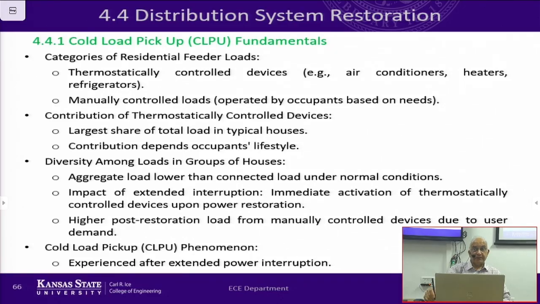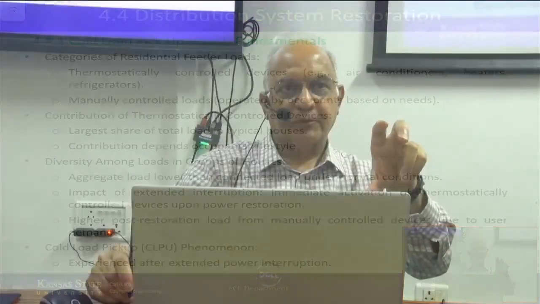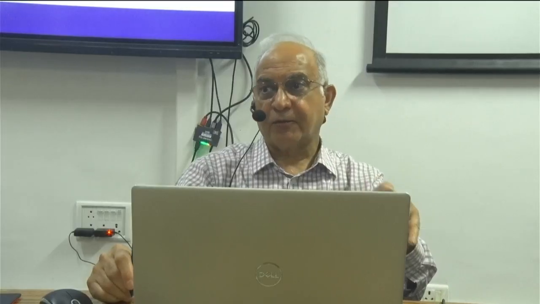And this typically is experienced after extended power interruptions. Sometimes, as I showed you in one of the examples just on Monday, the load at the point of restoration could actually be two times as high as the normal load. So in that case, you have to worry about whether that is going to be too much for the transformer or the feeder to handle, or is there another way to do it?